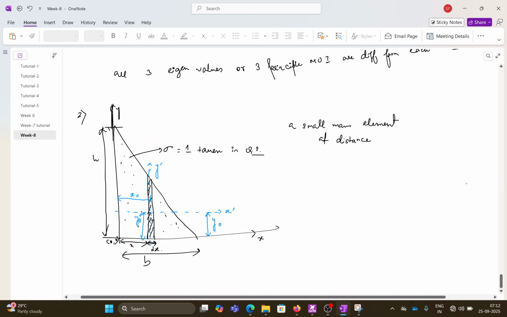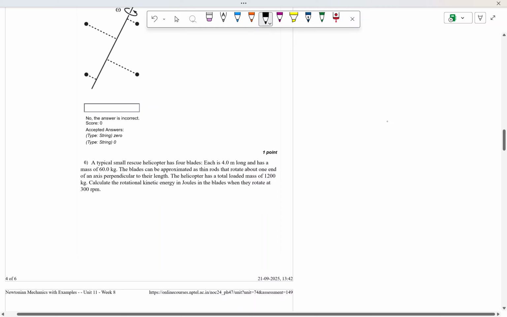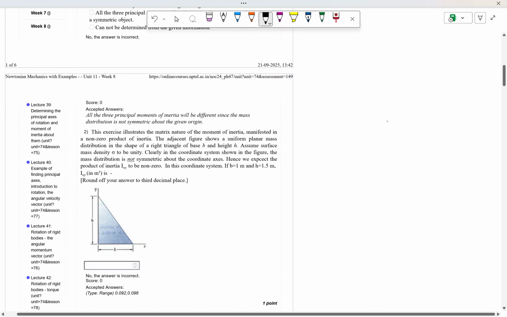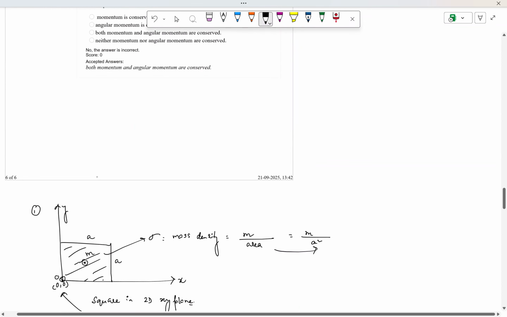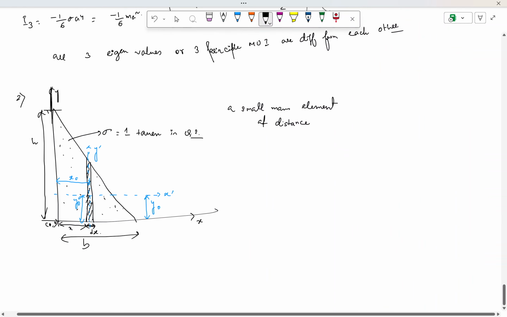So we are solving this question number 2, where this triangle problem was given and you are asked to calculate the Ixy answer in meter to the power 4 units. So let us resume that. This is the right angle triangle, with height h and base length b.